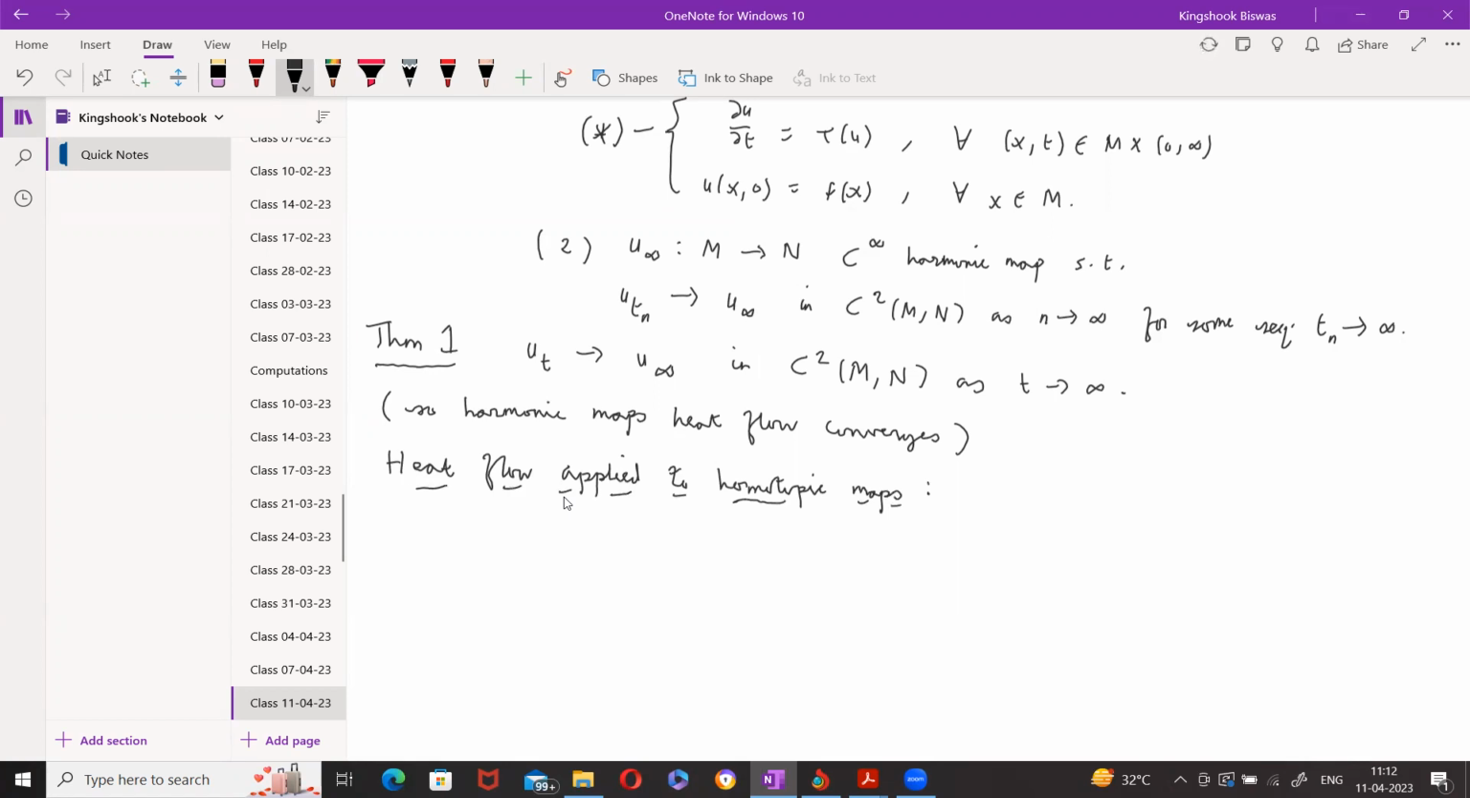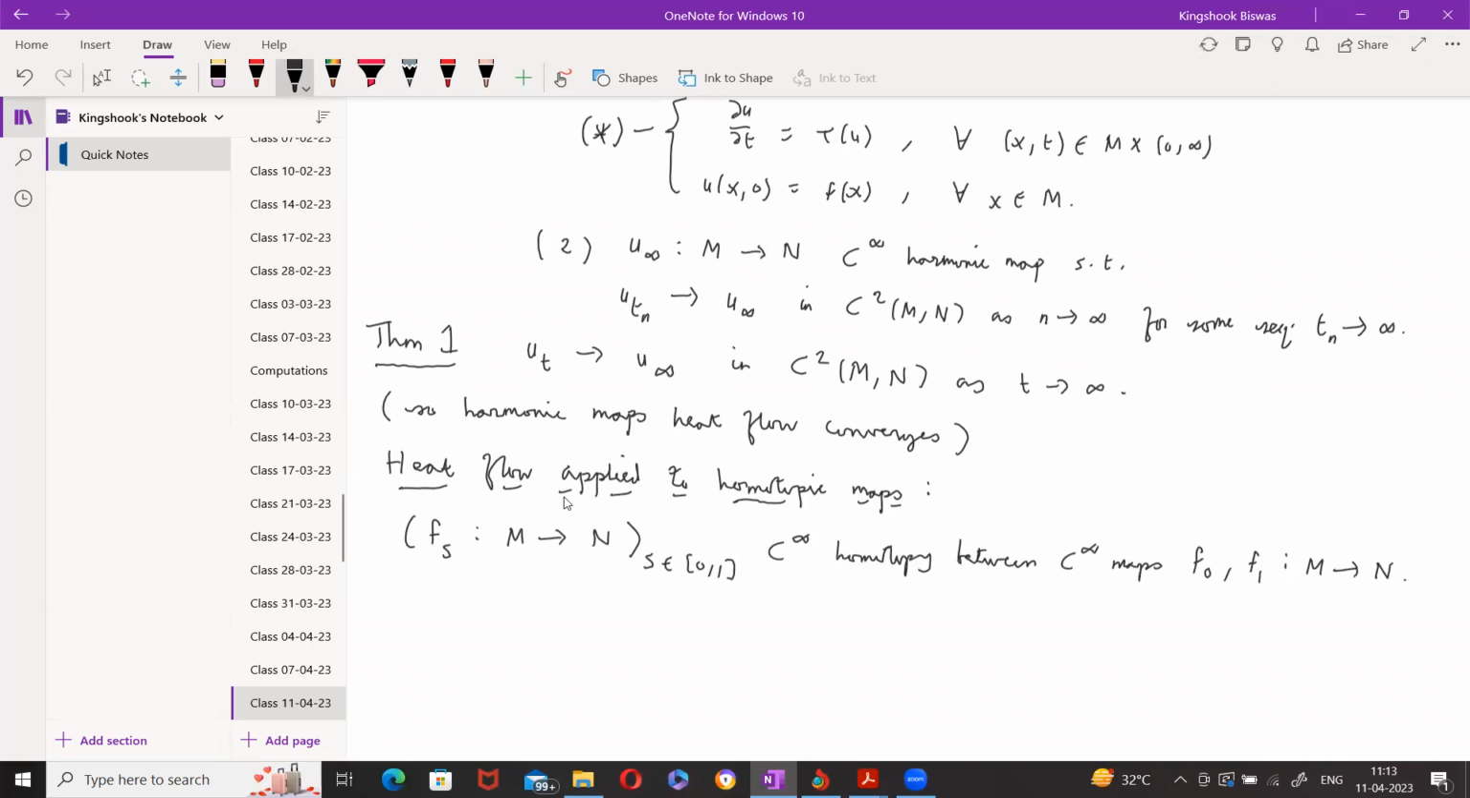What that means is we have Fs from M to N, as s ranges over the closed interval 0, 1, a smooth homotopy between smooth maps F0 and F1 from M to N.